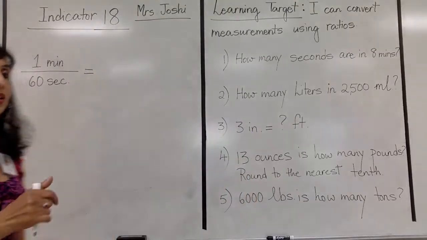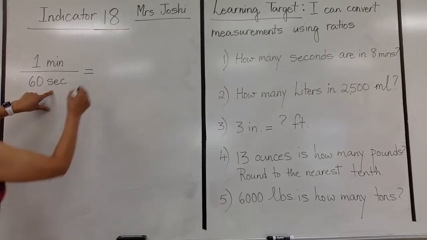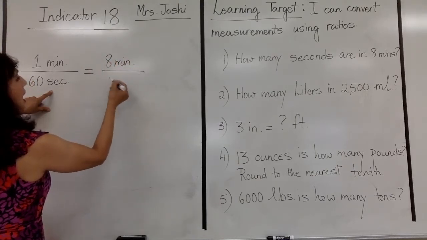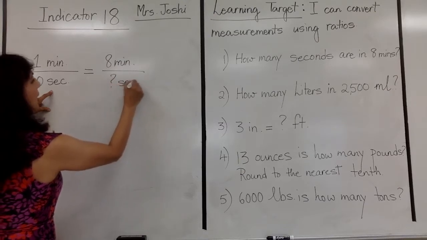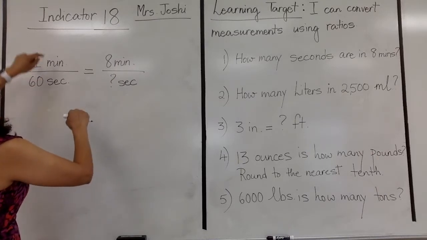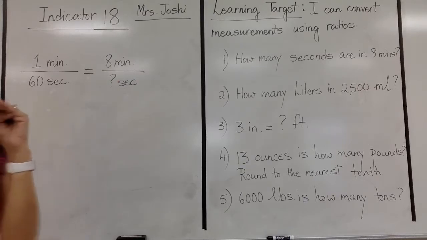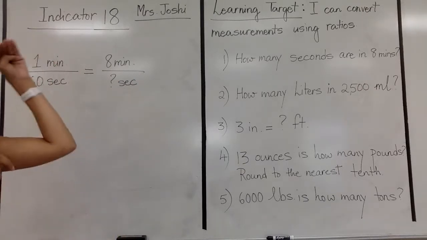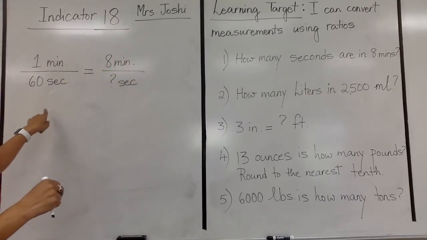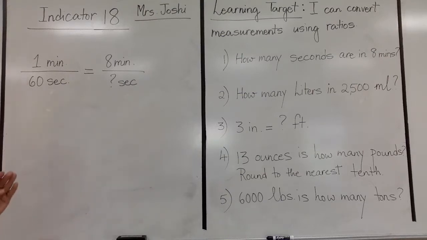Okay, the proportion method. So if 1 minute is 60 seconds, 8 minutes is how many seconds? So if you write it out like this, remember, put the minute with the minute on the top, second with the second. Don't put minute here and the second here, or second here and minute here. Okay, you've got to put the same unit. So if you put minute on the top, on the other side of the equal sign you will also put minute. If you put seconds here, on the other side you'll also put seconds. Then it becomes easy to calculate.